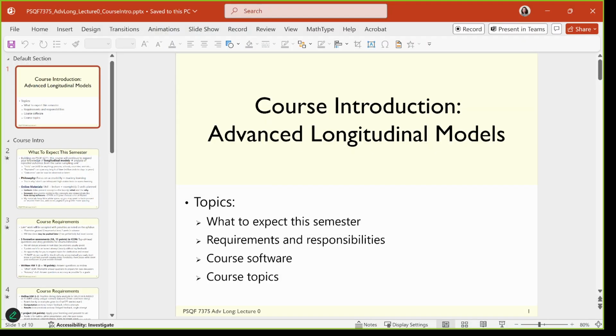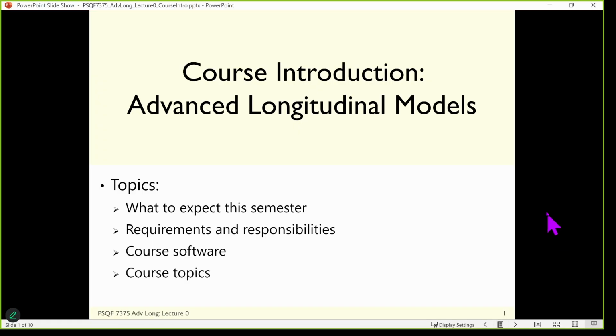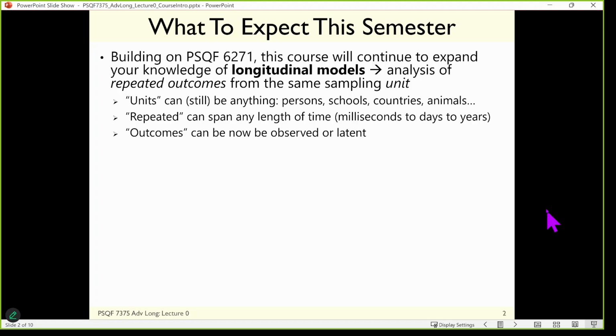To keep myself from rambling too much, I decided to go ahead and make a PowerPoint so that we can walk through the course requirements and talk about what to expect. So this class is going to build on the one that you just finished, 6271, the beginning part of longitudinal models as taught from a multi-level modeling perspective.